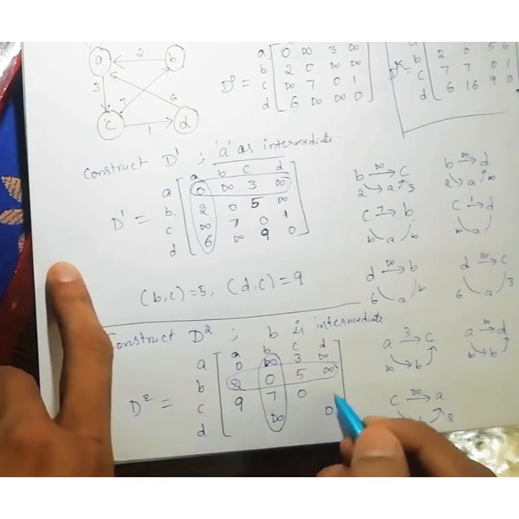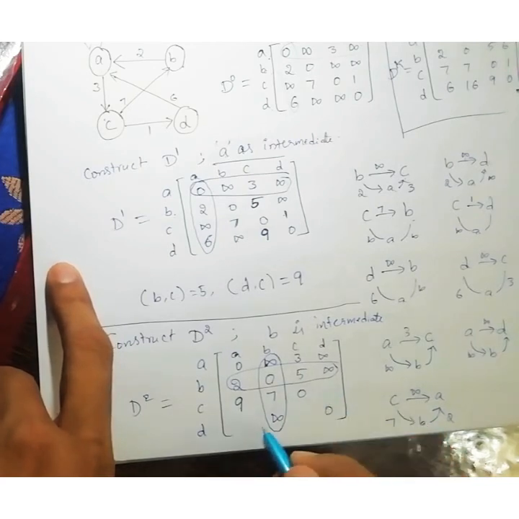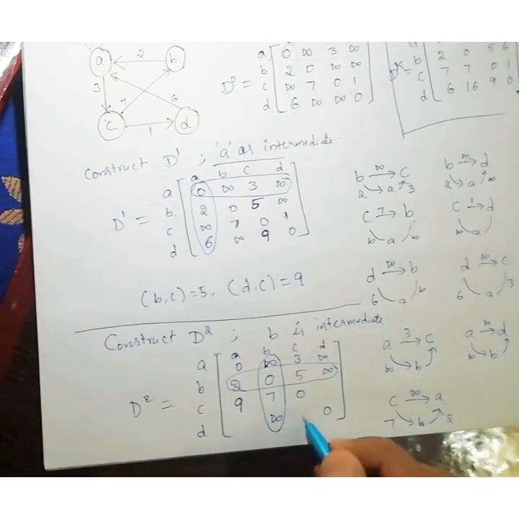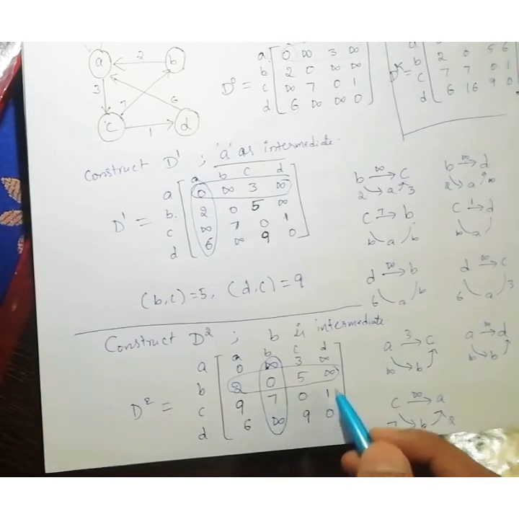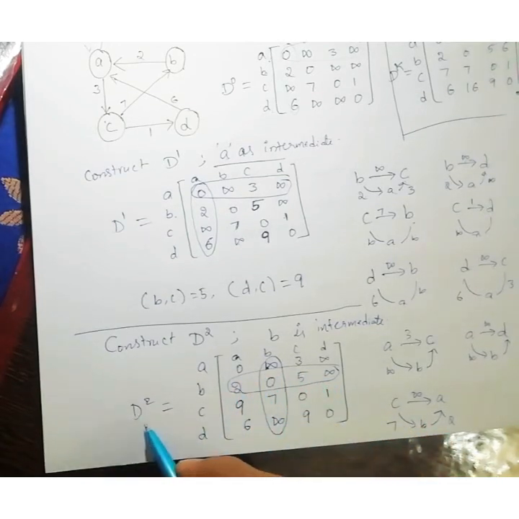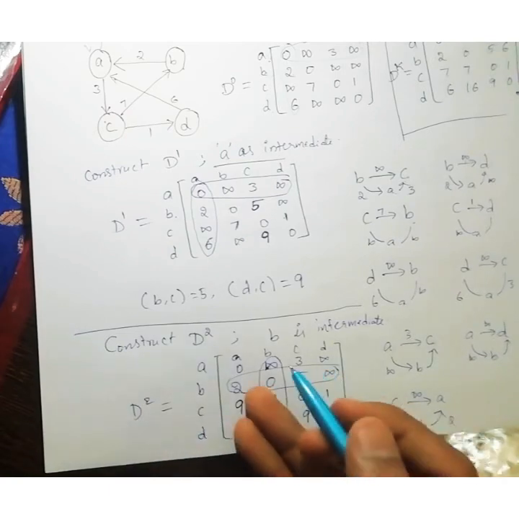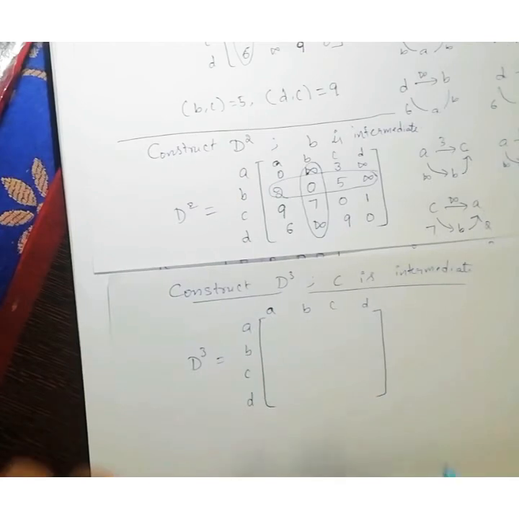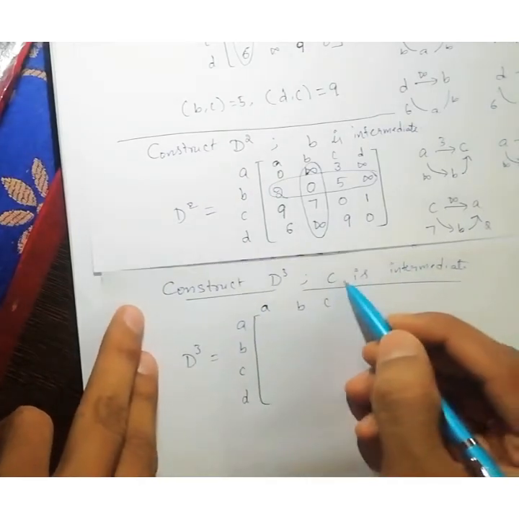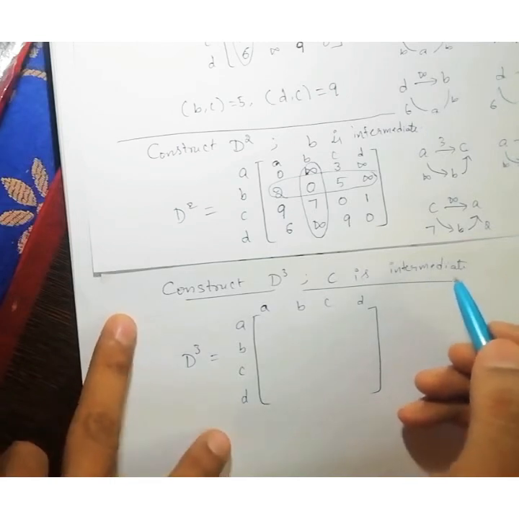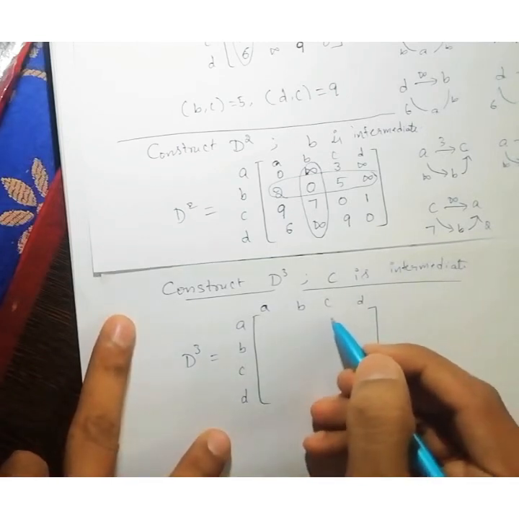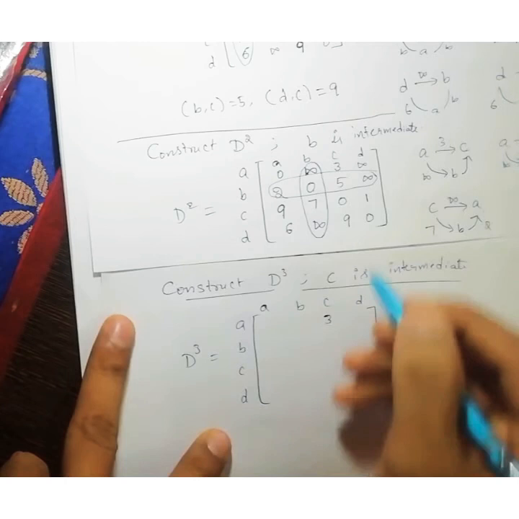Similarly, we have to find C to D, D to A and D to C. After finding, your matrix looks like this after filling. So these are the values of matrix D2. Next we have to construct D3 by using D2. Here, which is the intermediate node? C as an intermediate node. That means the row related to C and column related to C will not change. So I will write as it is from the previous matrix.